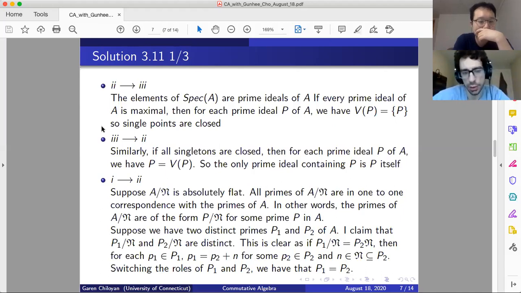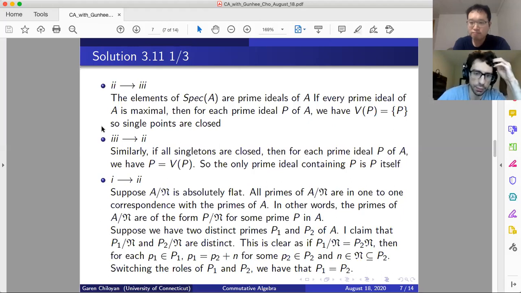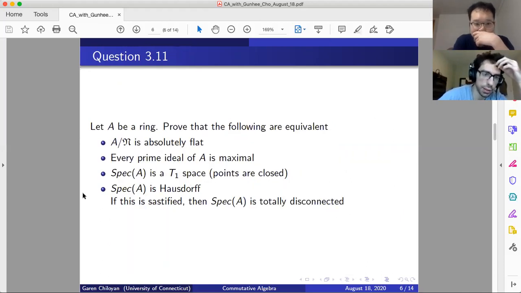Next, let's work backwards. If all singletons are closed, that means all prime ideals are closed points in the spectrum. Then for each prime ideal P of A, the closure of P is just P, and the closure of P is V(P). So the only prime ideal containing P is P, and that means P must be maximal. Okay, so let's go back. I want to prove 1 to 2. Assuming A mod n is absolutely flat, I want to prove that every prime ideal of A is maximal.